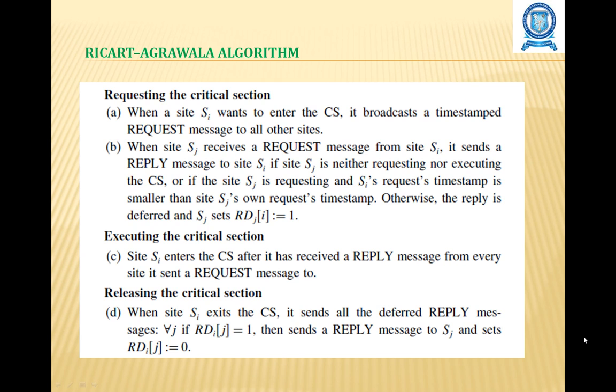Okay. Next, let's see the algorithm. This algorithm contains three stages, which are requesting the critical section, executing the critical section, and releasing the critical section. The first one is requesting the critical section, that means entering into the critical section. When a site Si wants to enter into the critical section and it does not have a token, then it increments its sequence number RNi and sends the request message to all the other sites in order to request the token.